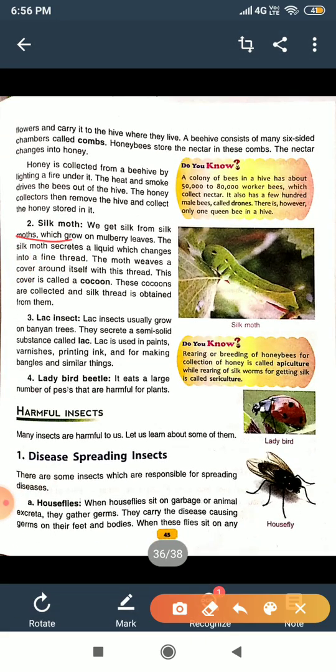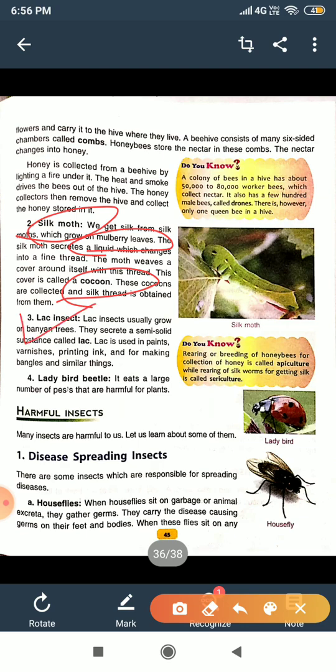Now come to the silk moth. We get silk from the silk moth, which grows on which leaf? Mulberry leaf. And the silk moth secretes a liquid which changes into a fine thread. Okay. And the moth weaves a cover around itself with this thread, and this cover is called what? Cocoon. Okay. And these cocoons are collected, and silk thread is obtained from them. This is all about silk.